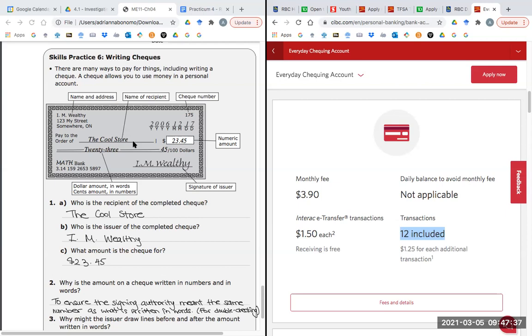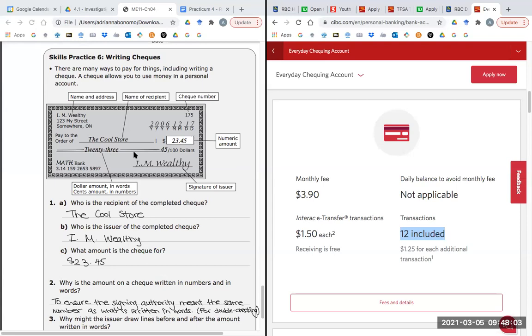So we have who the check is being addressed to. In this case, the check is being addressed to the Cool Store. Here we have our date. Usually the check tells you what order to write it in. If it's year, month, date, or date, month, year, just follow what the check says. Here, on the right of the screen, we have the numeric amount. So you write in numbers the amount you're paying to the recipient.